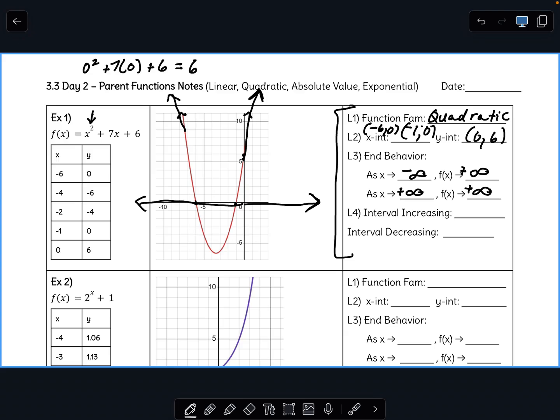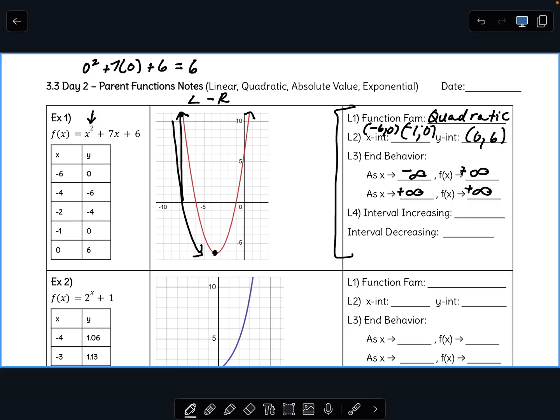All right, interval increasing. So remember what that means. We are looking at our y values, and we're reading it from left to right, okay? And we're talking about them in relation to the x-axis. So from here to here, okay? I'm going from 10 down to -1. So my y values are decreasing.